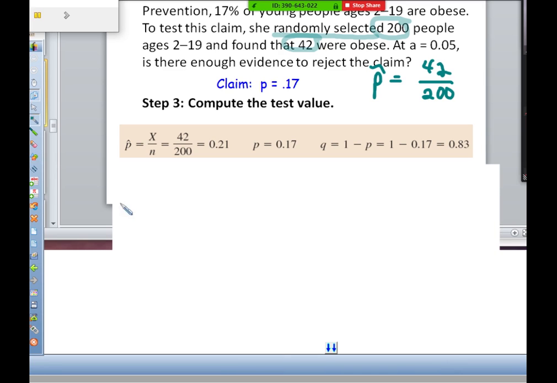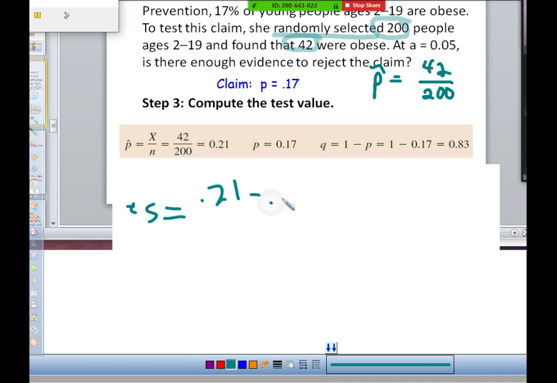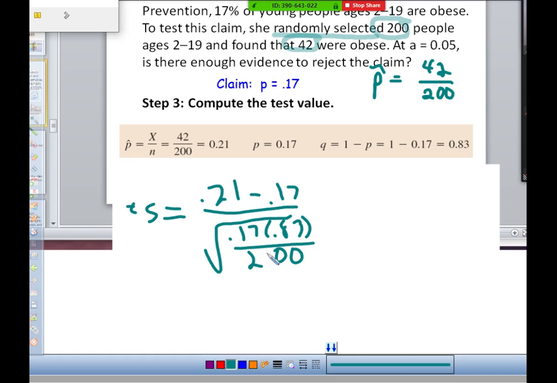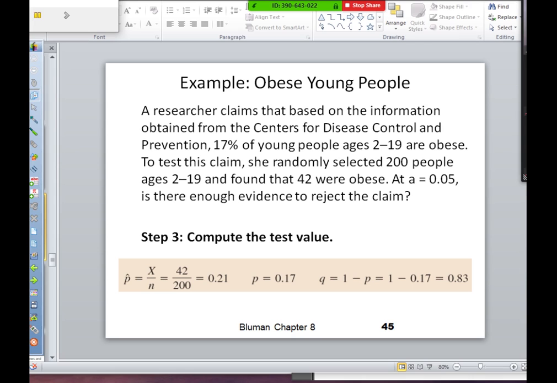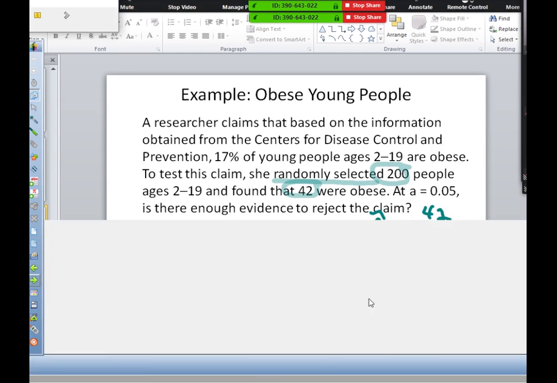So we'll calculate that. So our test stat is equal to 0.21 minus 0.17 over the square root of 0.17 times 0.83 over, how many people do we sample? 200? 200. Good. So that will be my test value. And magically, I'll find that my test value is 1.51.